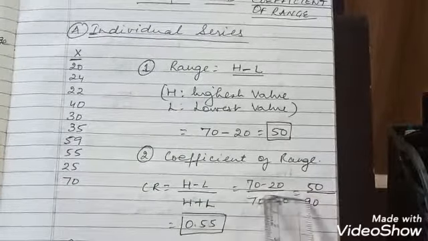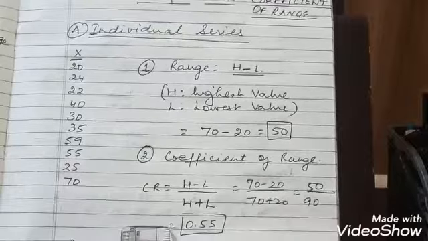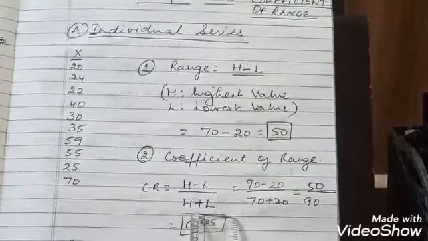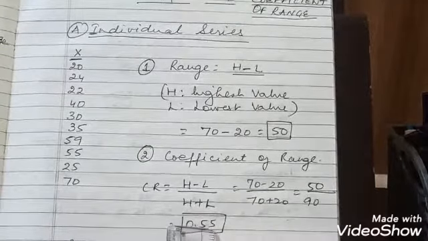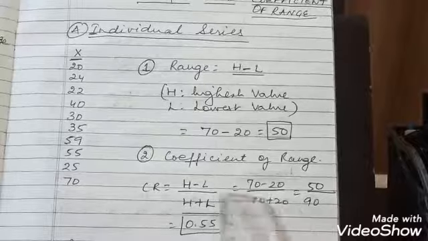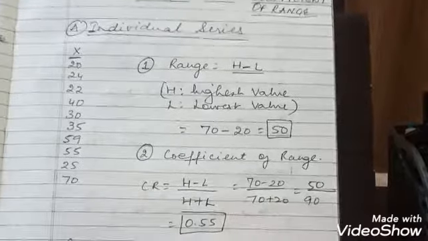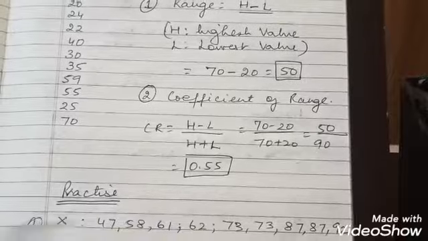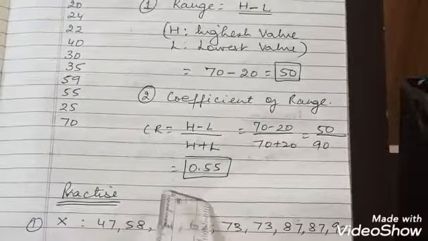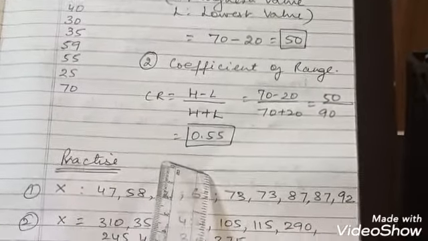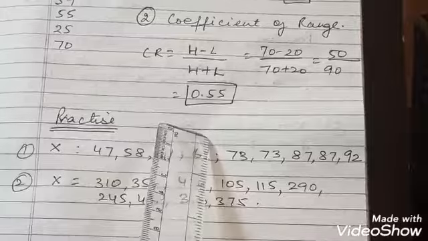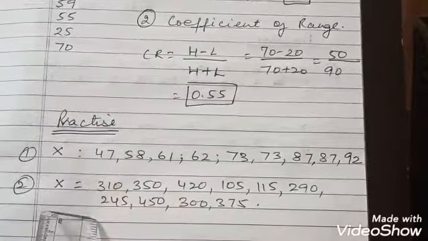Continuing, you have coefficient of range. इसका formula है highest minus lowest upon highest plus lowest. 70 minus 20 upon 70 plus 20, which is 50 upon 90, which is 0.55. I just now told you, you cannot have a coefficient beyond 1. Can you see 2 sums for practice?